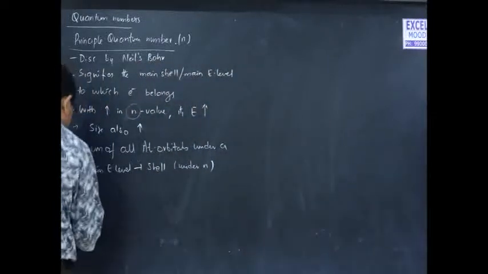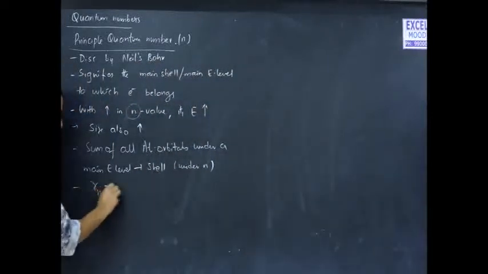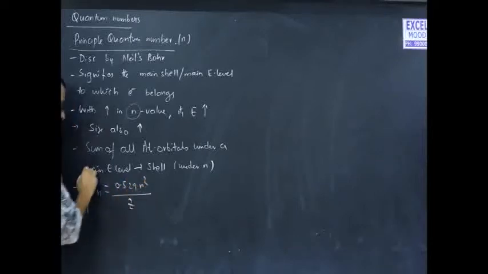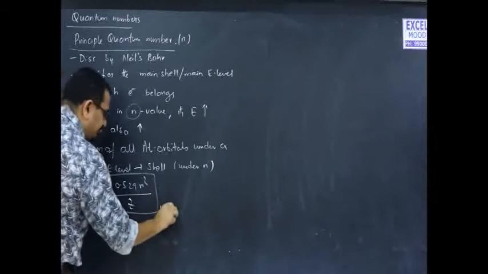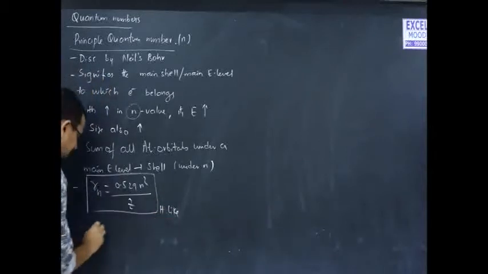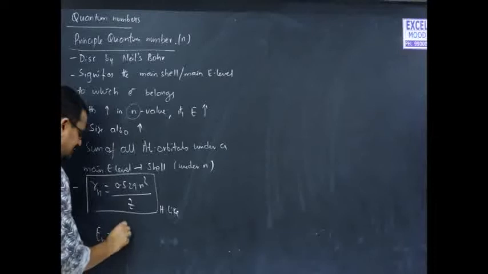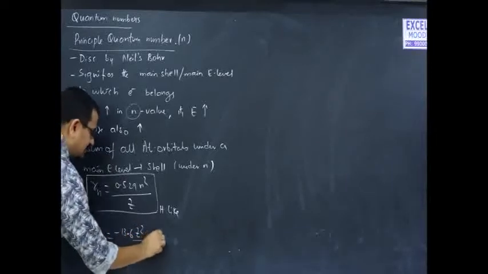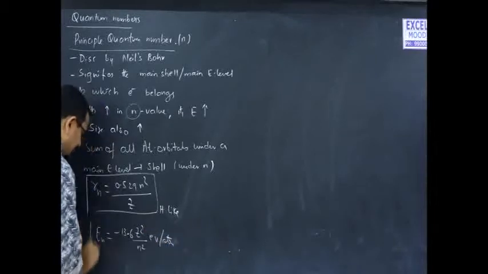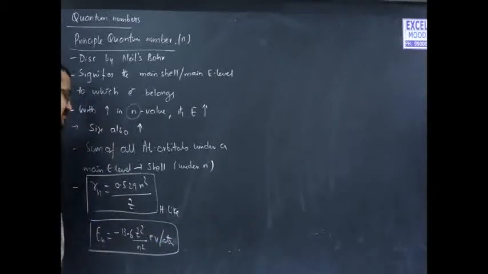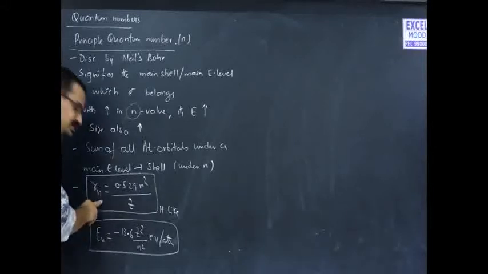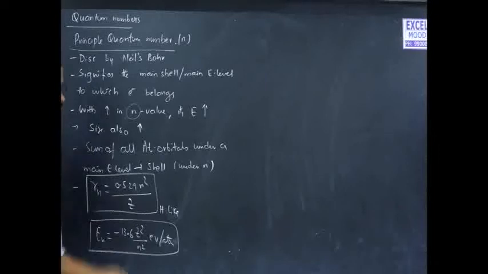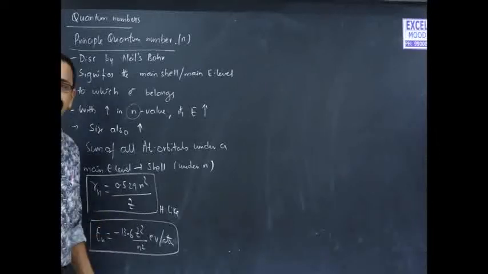See, using this, the radius of the electron can be calculated as 0.529 into n square by Z angstroms for hydrogen-like species. And the energy of an electron in the nth orbit can also be calculated as minus 13.6 into Z square by n square electron volt per atom. So, in this way, for hydrogen-like species, the radius of the nth shell and the energy associated with the nth energy level can be determined easily.